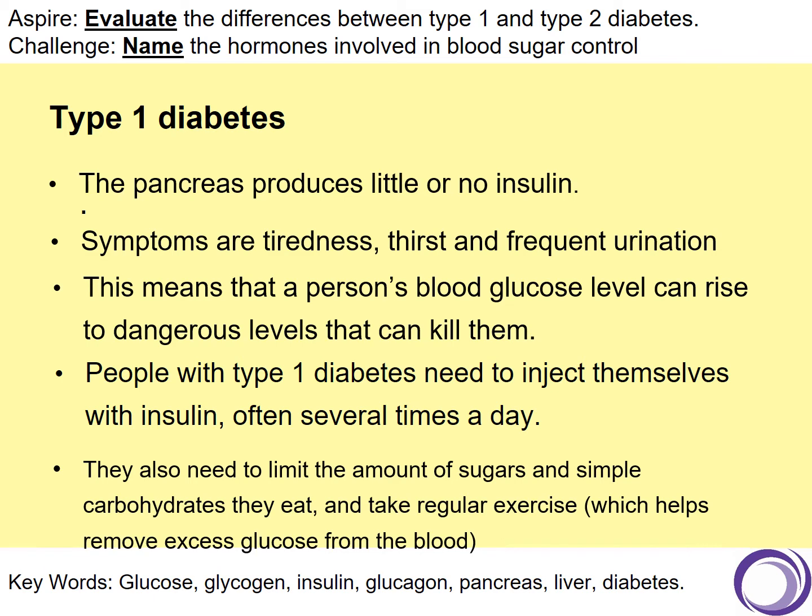And what this means is that if your blood sugar level gets too high, it can become very, very dangerous and it can actually kill them. All right, because their blood sugar level is not being controlled at all because they have no insulin. People with type 1 diabetes will need to inject themselves with insulin several times a day and often do things like blood tests to check what their blood sugar level is after they've eaten, and then they know how much insulin to administer. And they also need to limit the amount of sugars and other carbohydrates that they eat and take regular exercise, because that helps to remove excess glucose from their blood.